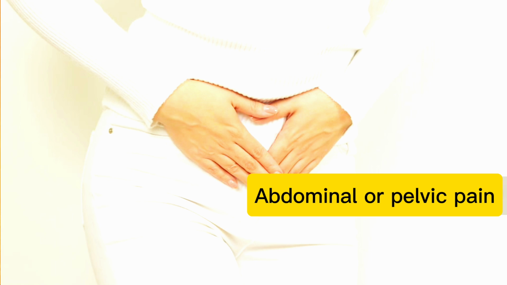Then another symptom is what we call abdominal or pelvic pain. This one is very common. A lot of people feel it during ovulation. Some people call it ovulation pain. You feel this kind of sharp pain, sometimes biting, sometimes prickly, below your abdomen, either on the right side, on the left side, or even in the middle. You feel that pain.